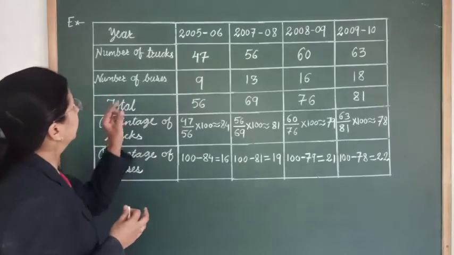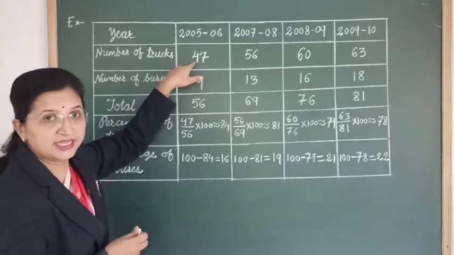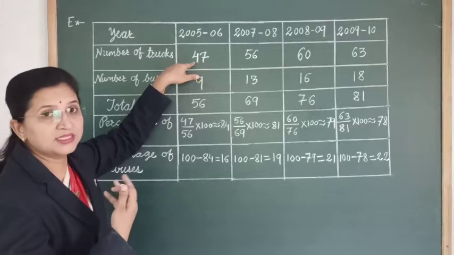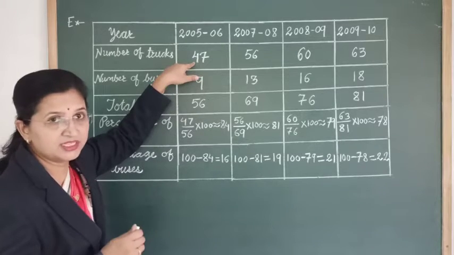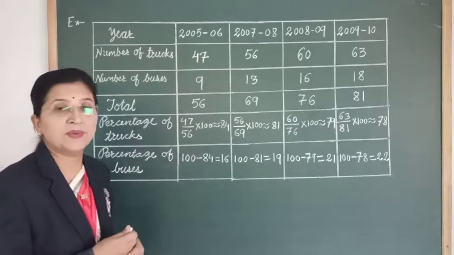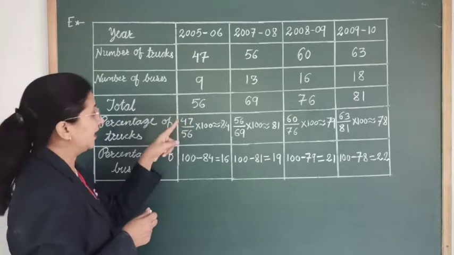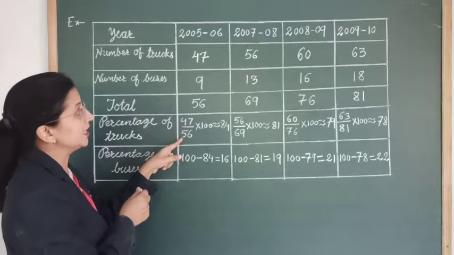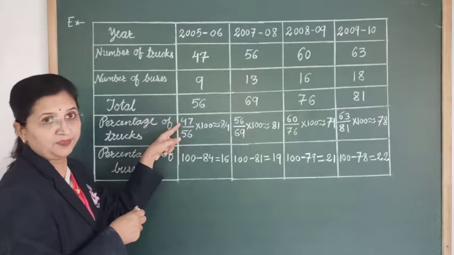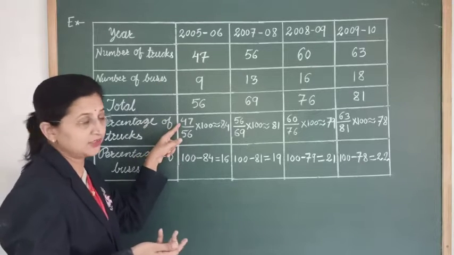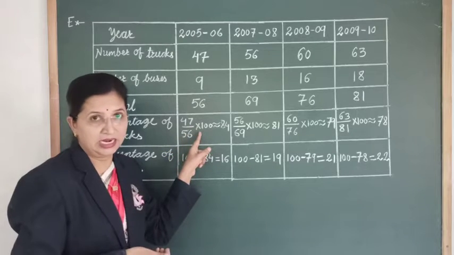So here the number of trucks is 47. It means what percentage of trucks are there? So that first we will find out. So how to find the percentage of trucks? Here the total is 56. So out of this 56, trucks are 47. So we have to find the percentage. That's why we'll multiply it by 100.